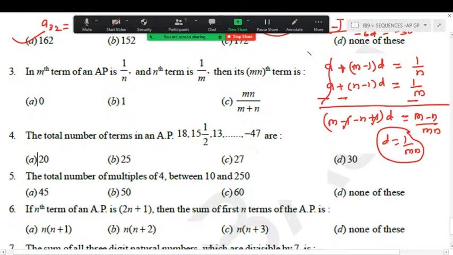Now we have to find the mnth term, right? You need to find a first. Find a by substituting there. Tell me what you got for a. Either you put the value in the first equation or the second, you will get a. Tell me what is the value of a that you got.